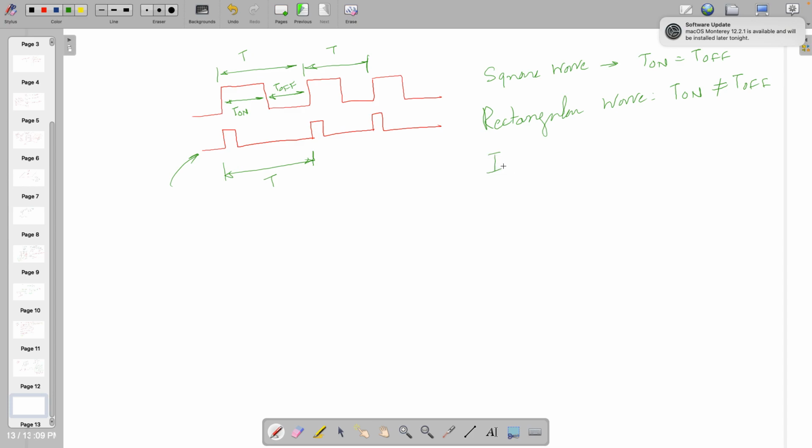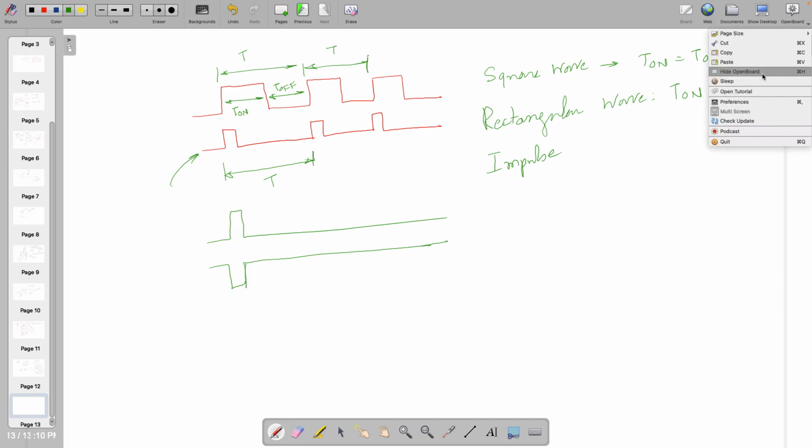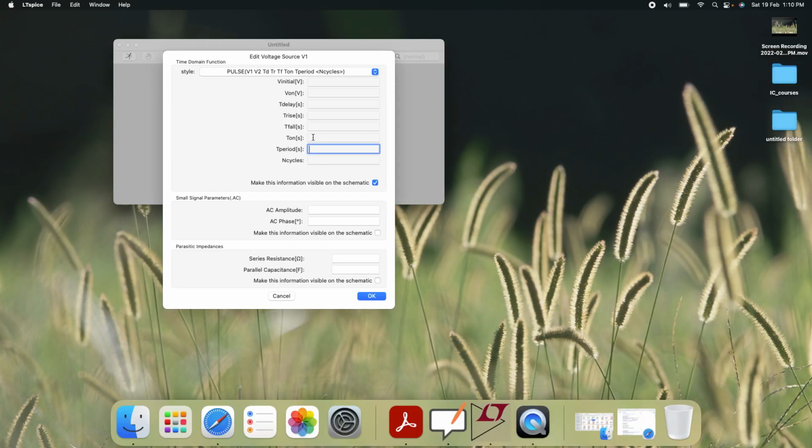Other than that, there is one more wave, impulse. Impulse is the one where just one time it's getting on and then for infinite time off, or it's a reverse also. Okay, so various notations are there. If you don't give T on period or T period in your simulator, it will not repeat that signal ever, and it will be an impulse.